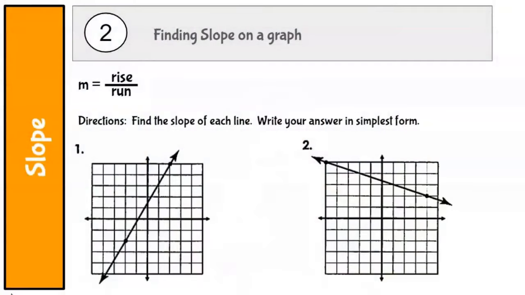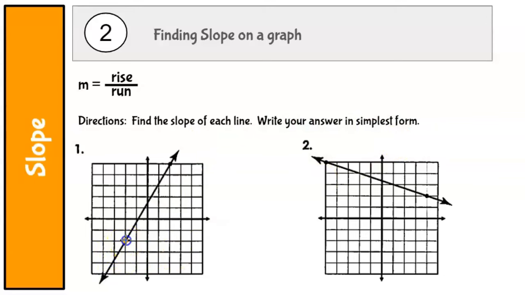Now that we've watched a couple of videos on positive, negative, zero, and undefined, let's take a look at how you find the specific slope on a graph. All right, so we said in the beginning that slope is the vertical change over the horizontal change, in other words, the rise over run. And the directions say find the slope of each line. So we need to know how steep is this line and to write our answer in simplest form.